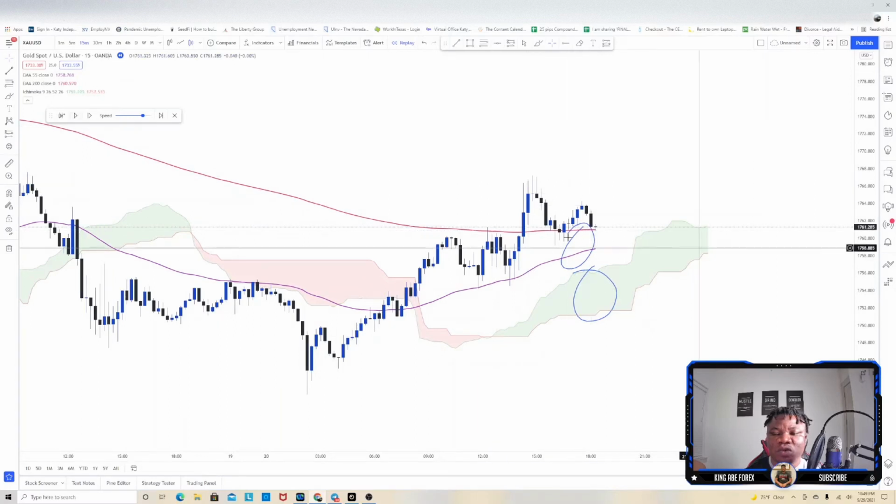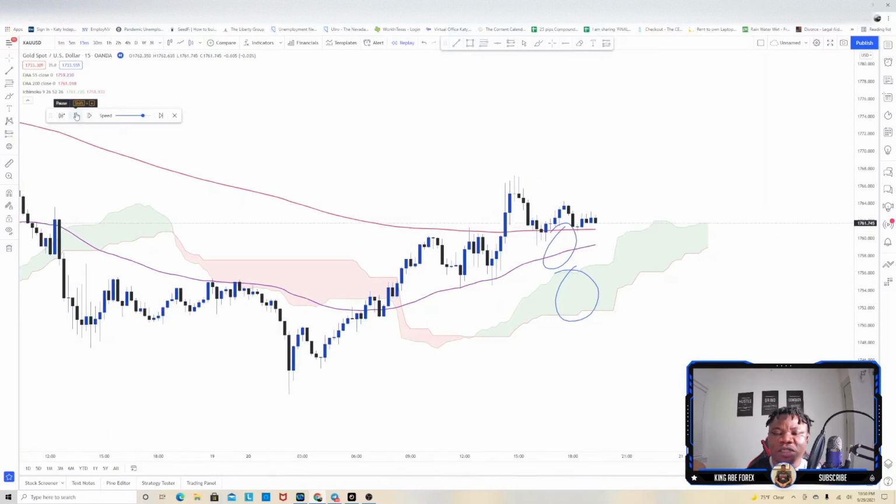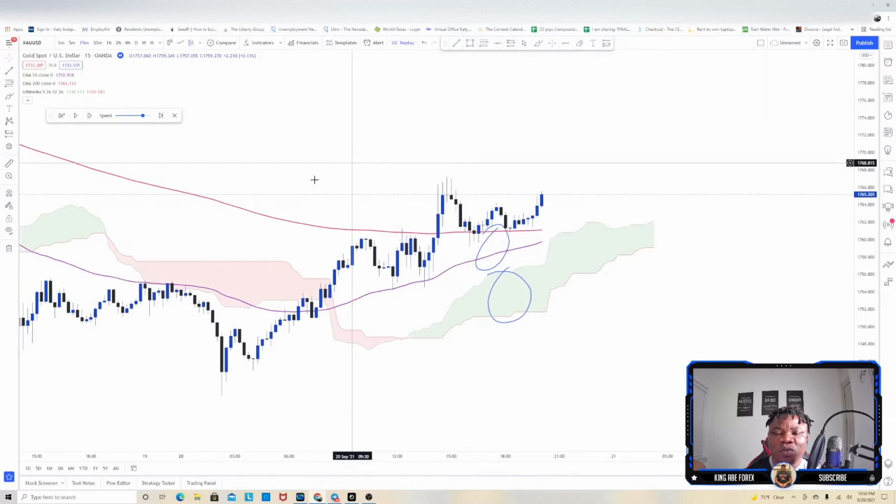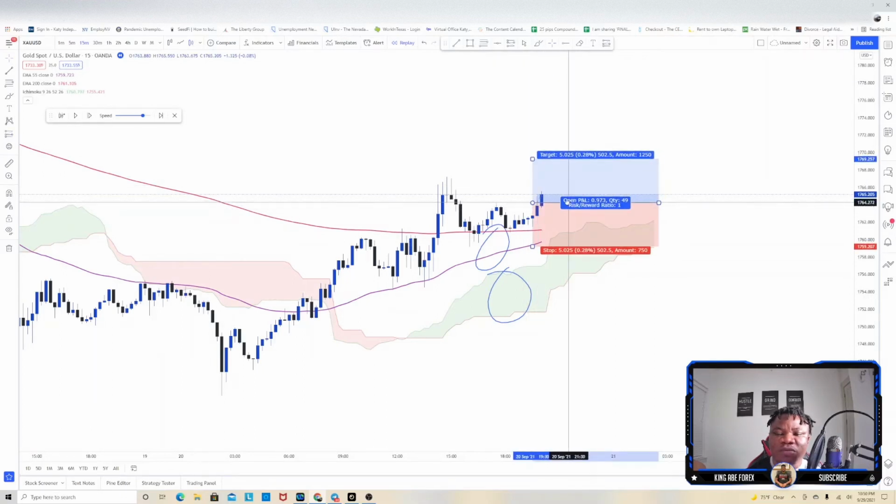So you can see we got a pullback right over here. Now we're just waiting for our entry. So let's keep looking for the right time to get in a trade. Now, for me, because we have a pullback here and we have another pullback right over here, I'll simply have my entry right over here at this bullish candle.